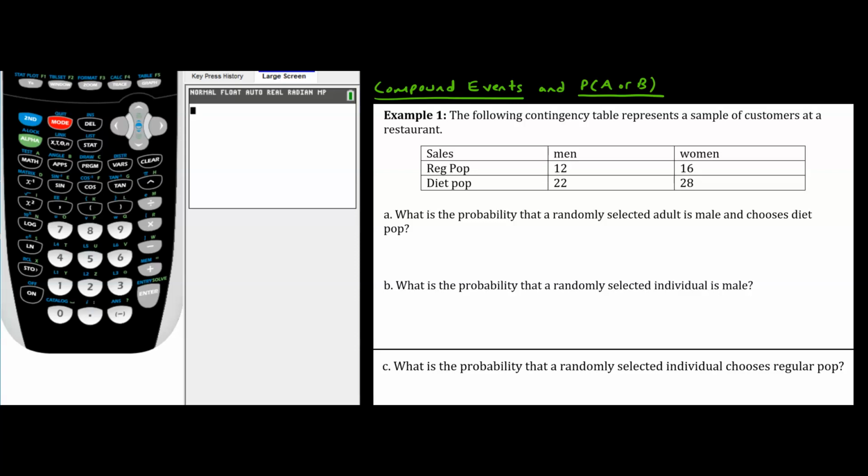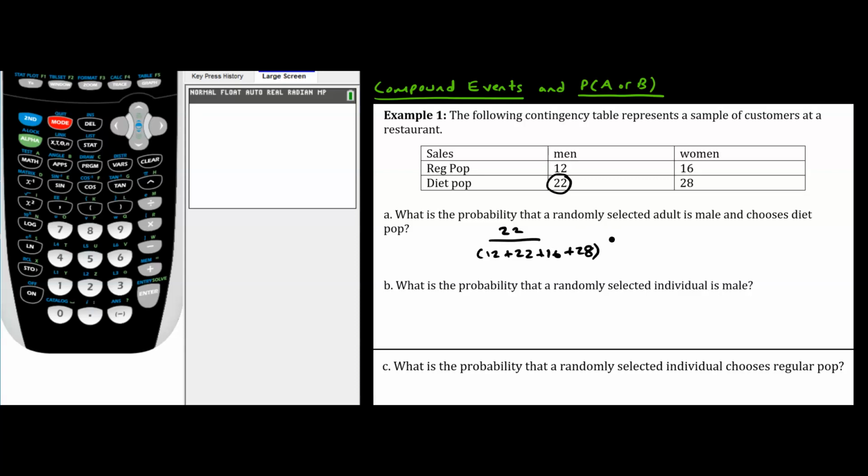The first question says, what is the probability that a randomly selected adult is male and chooses diet pop? Based upon that question, let's identify all of the males who are choosing diet pop. You could see that that would be these 22 males right here. Then we would want to take that number and divide it by the total number of people we have at this particular restaurant. So let's take 22 and divide it by the sum of 12 and 22 and 16 and 28.